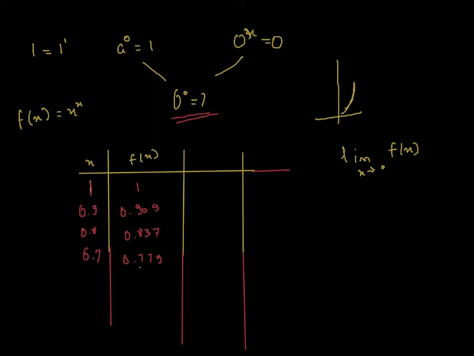You will be surprised to see something that is very mind blowing. So let's just have 0.6. So this is 0.736, and again 0.5. What is it? 0.707, and 0.4. This is 0.693.